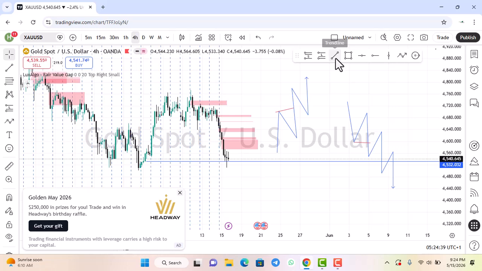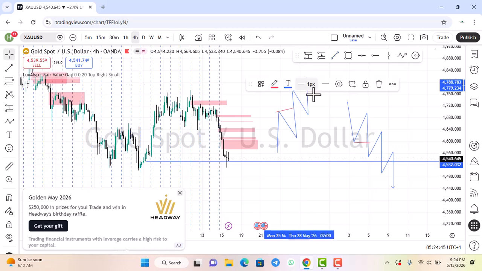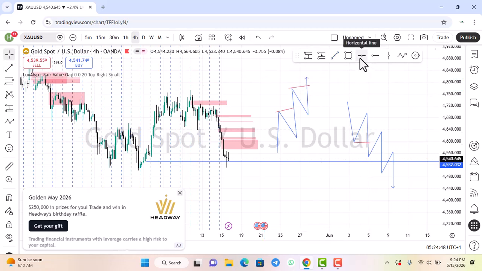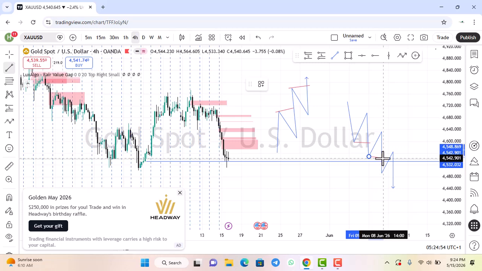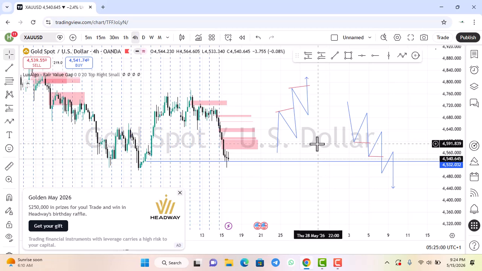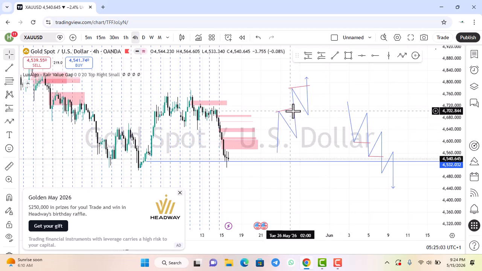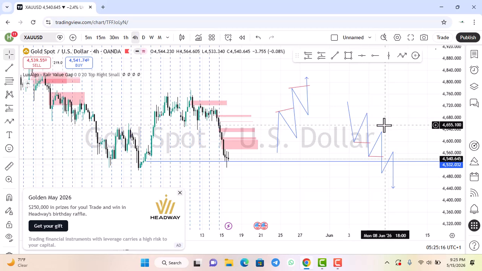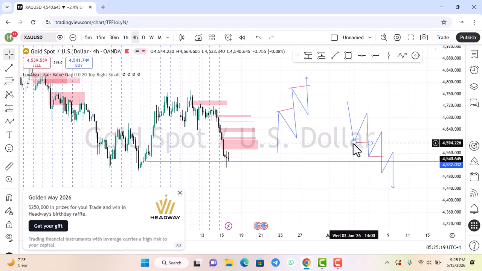So this is what we call break of structure. This is what we call break of structure. So for market to continue moving in the same direction, it must break a structure. And the structure is the previous high or previous low. So when we are in an uptrend, for market to continue to go up, it must break the previous higher high, which is this point here. Then when we are in a downtrend, for market to continue to go down, it must break the previous lower low, which is this point here.